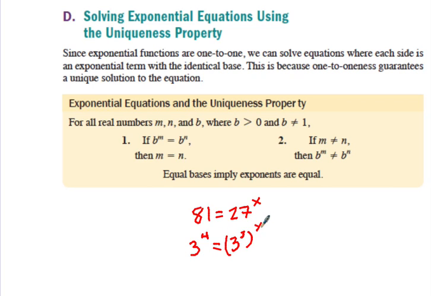So this would be 3 to the 3rd to the x. Now we're going to use one of those exponential properties we have. So this tells us that 3 to the 4th equals 3 to the 3x. Here's where our uniqueness property comes in. If I have the same base, I can state that 4 must equal 3x. Then we just have a really basic algebraic equation. So 4/3 would equal our x in this particular case. So that would be an example for us.